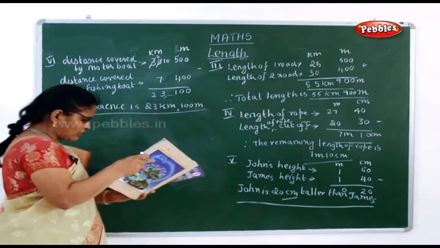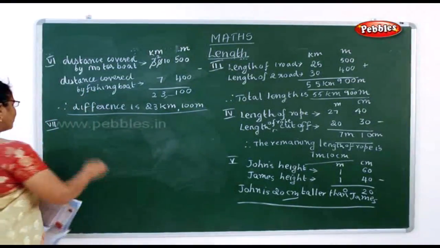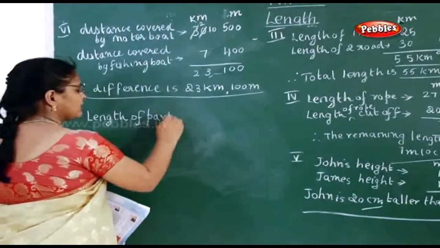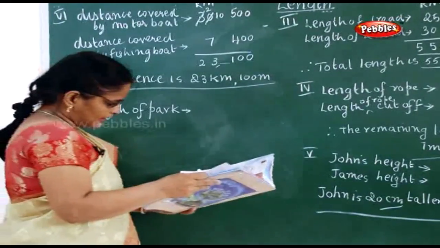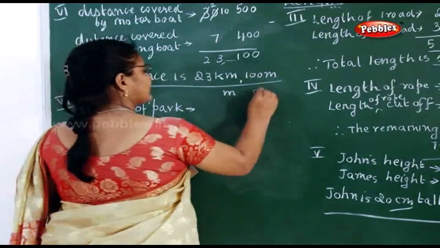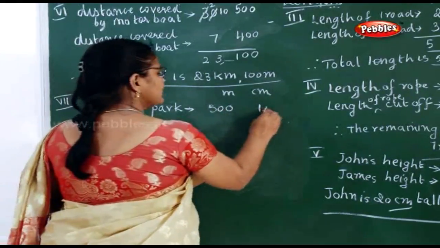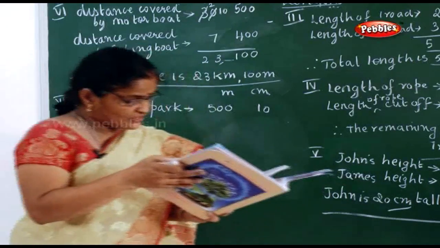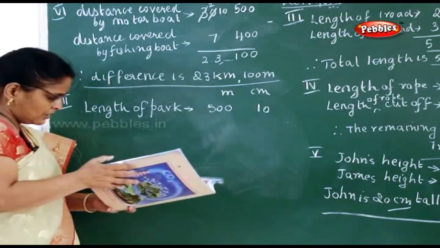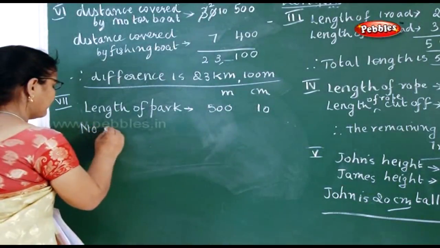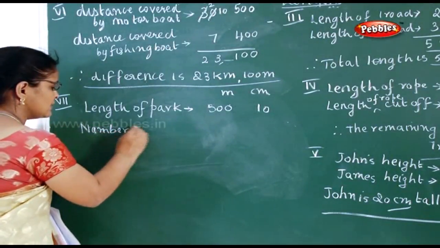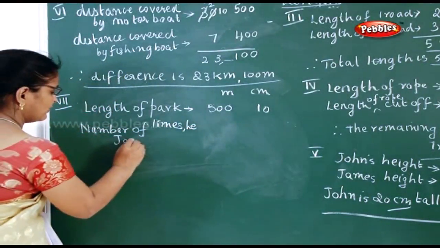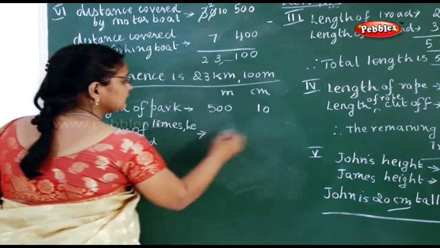Somnath, he jogged 8 times around the park. So what you have to do? Length. What is the length of the park here? It is 500 meter and 10 centimeter. Am I right? Now, what is the next line they have given? He jogged 8 times around the park. So it means the number of times he jogged. Who jogged? It is Somnath. Number of times he jogged was 8.